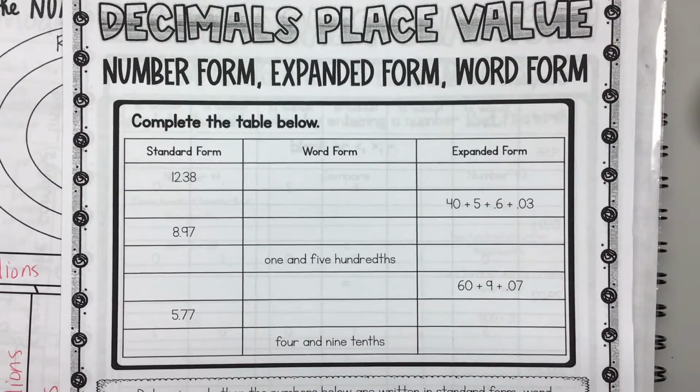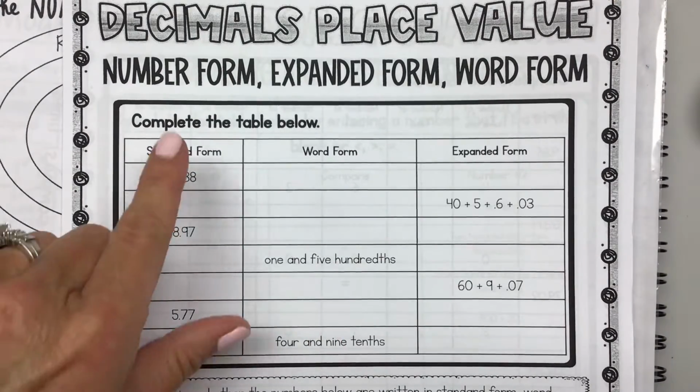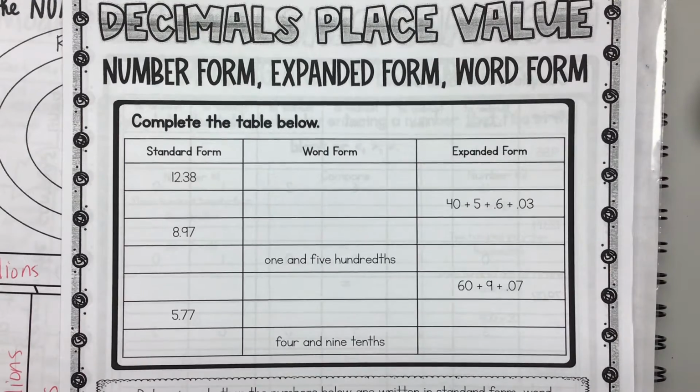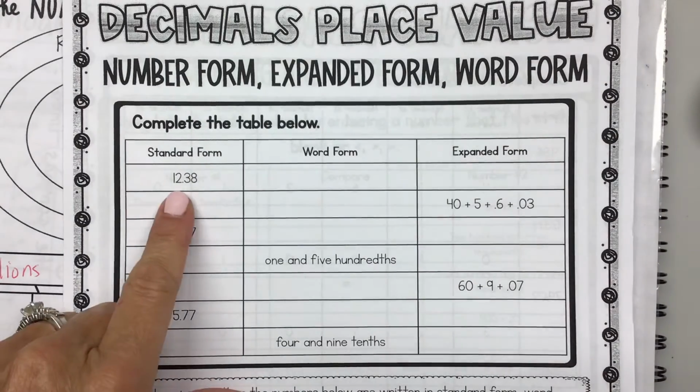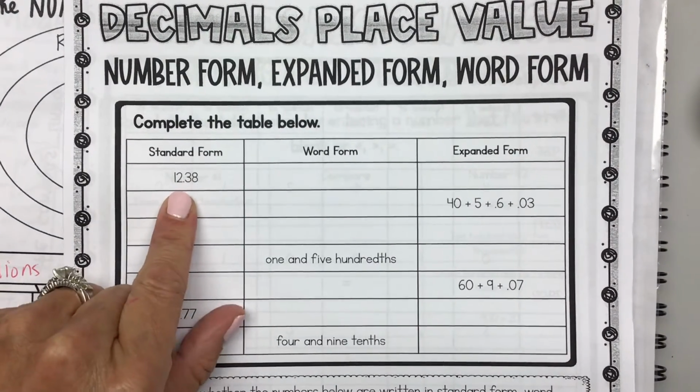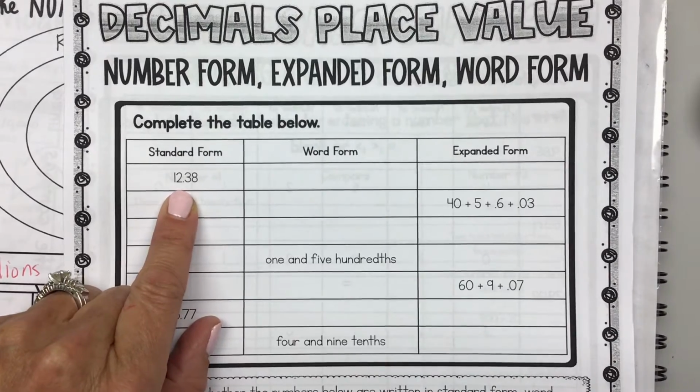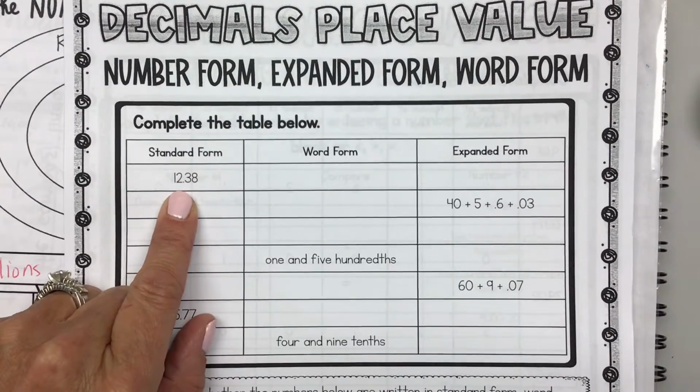Okay, I am looking at our decimal place value packet, and we're going to practice writing our decimal numbers in number form, expanded form, and word form. We've been doing this with whole numbers quite a while, and we have practiced a little bit with decimal numbers. Okay, so our first decimal number, who can read that for me? How do I say that number?